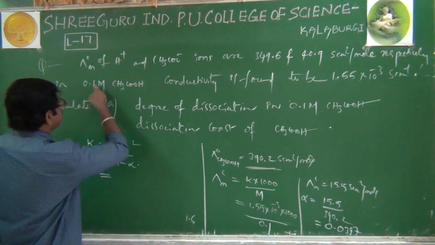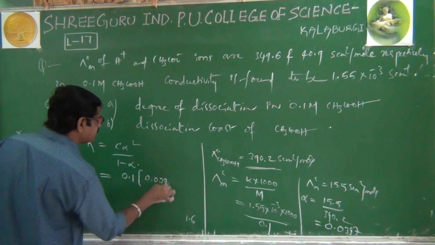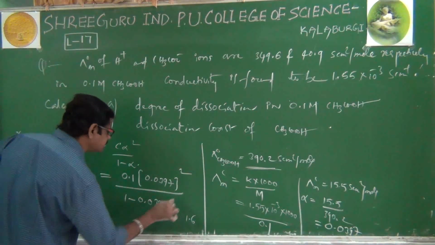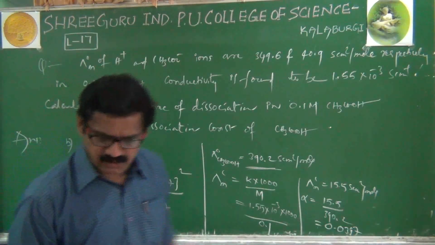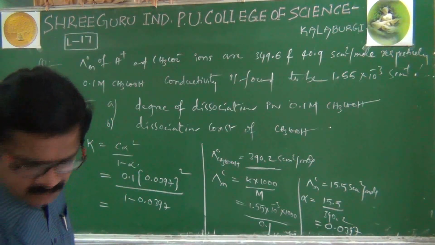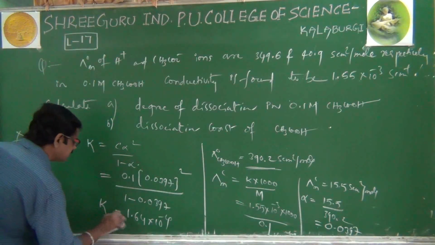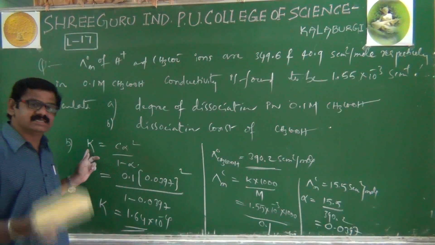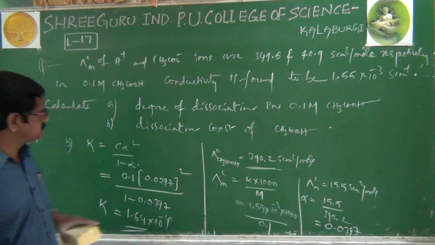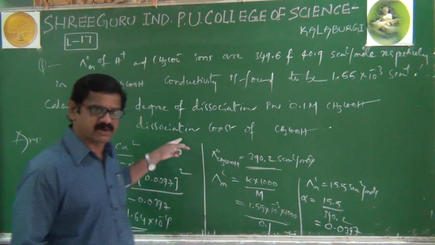And the C value, concentration value, is 0.1 into the alpha value just now calculated, 0.0397 whole square, divided by 1 minus 0.0397. If you do the simplification, the final answer is 1.64 into 10 to the power minus 4. This is the dissociation constant value obtained. Here, the degree of dissociation as well as the dissociation constant, both values we have calculated.